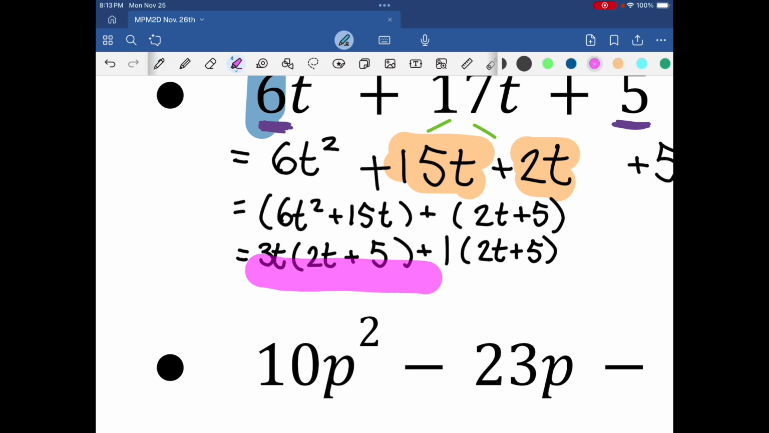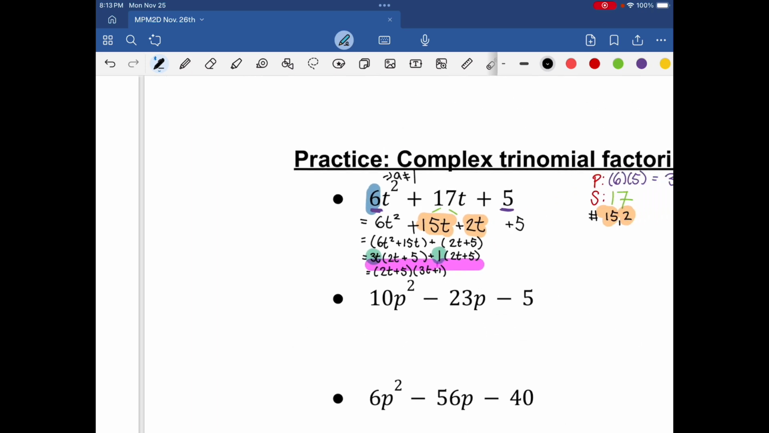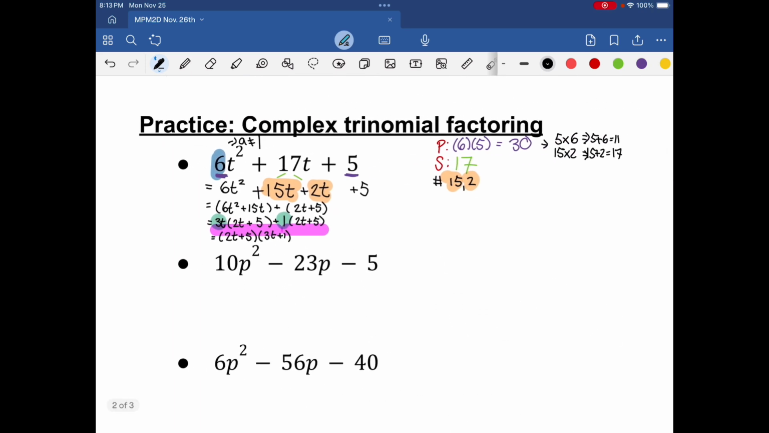Now, what does my new first term have in common with my second new term? They both have the 2t plus 5. Then what I'm left with is the 3t, and I'm going to highlight where I'm getting that from, so we're all on the same page. And that's it. That's complex trinomial factoring.